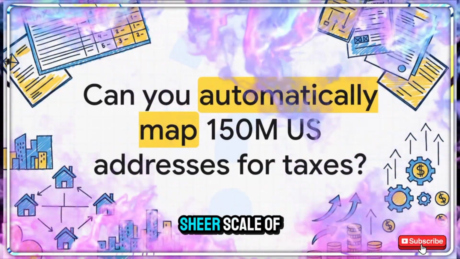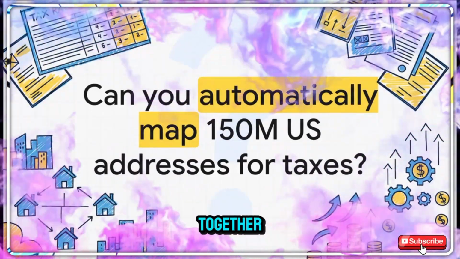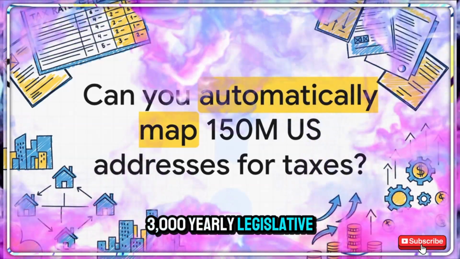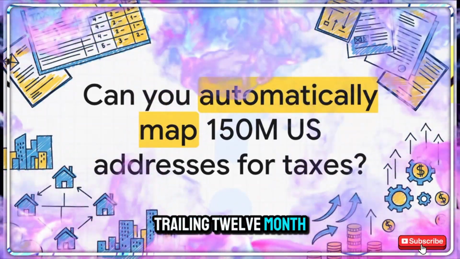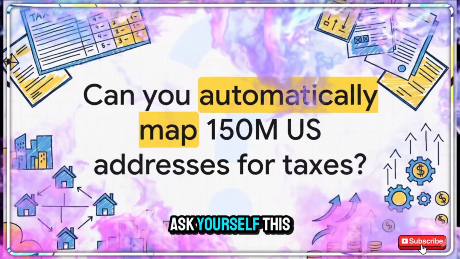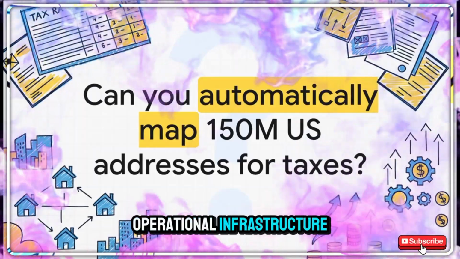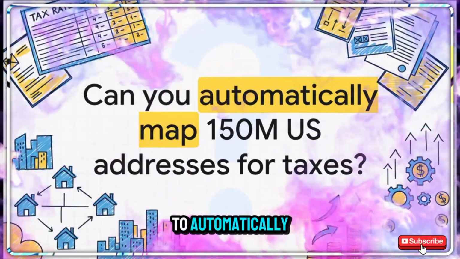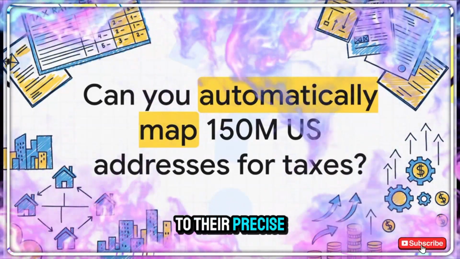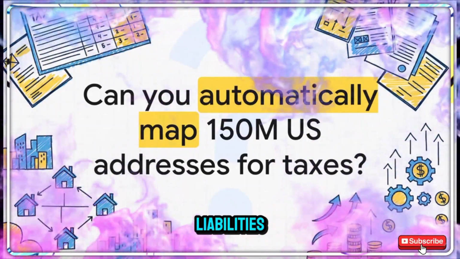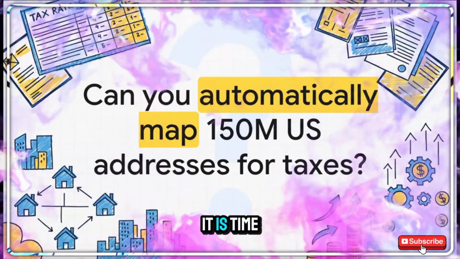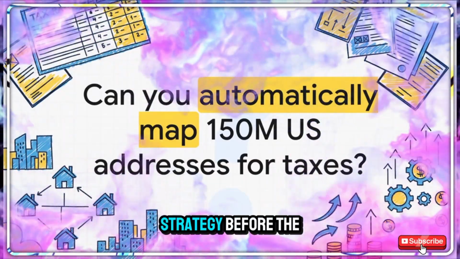As we wrap up this explainer, I want to leave you with a final, truly provocative thought. Think about the sheer scale of the system we've just analyzed together. 50,000 distinct tax rates, 3,000 yearly legislative changes, trailing 12-month economic thresholds, and fiercely complex nexus laws. Ask yourself this: is your current operational infrastructure genuinely robust enough to automatically map 150 million individual U.S. addresses to their precise, constantly shifting tax liabilities without any manual intervention? If the answer to that is no, it is time to seriously rethink your compliance strategy before the liabilities catch up with you.